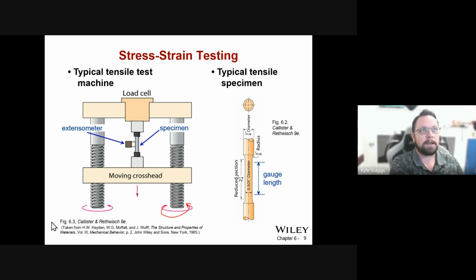Because shouldn't we have it all be the same diameter all the way through? Like, why are we changing the dimensions? Isn't that altering your test result? Why would we do that? Let's see what the answers come in as. Why would we want a thinned or reduced section?